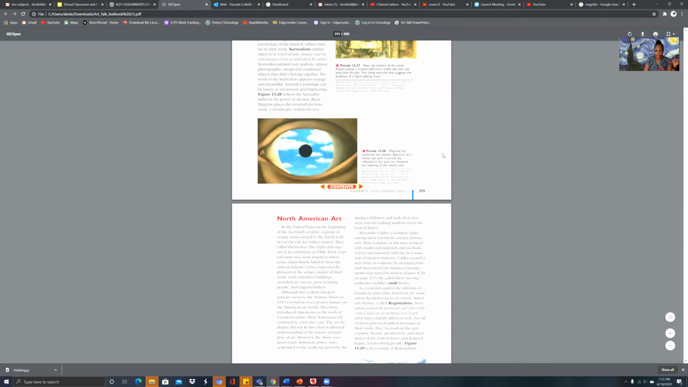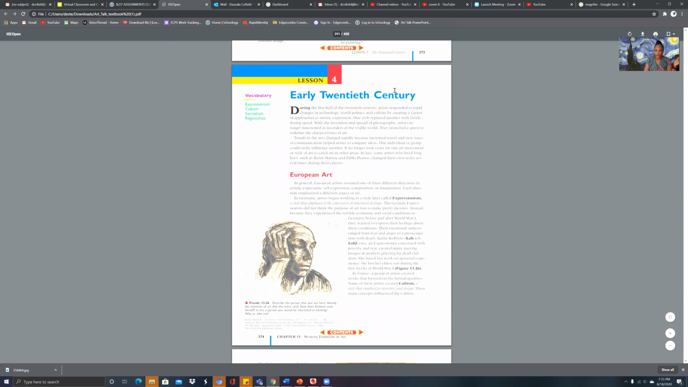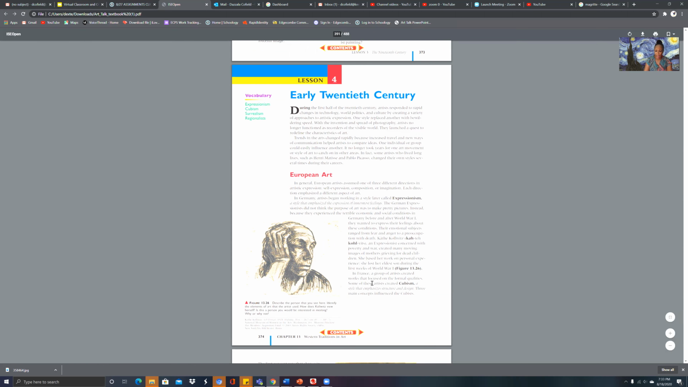All right, so 374 basically talks about early 20th century European art, which deals with a thing called Expressionism. It's a style that emphasizes the expression of innermost feelings. So artists draw things related to their feelings, and that's what we want to look at. And Kollwitz is this work right here, which is very interesting. Look at those strokes and how the lines sort of crisscross each other. It's amazing to see how that happens.